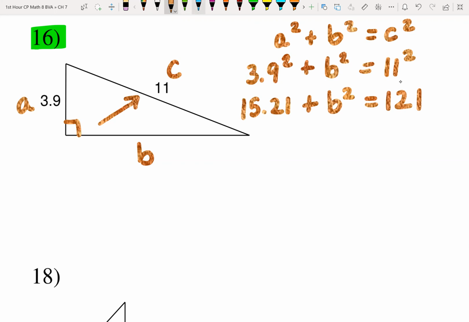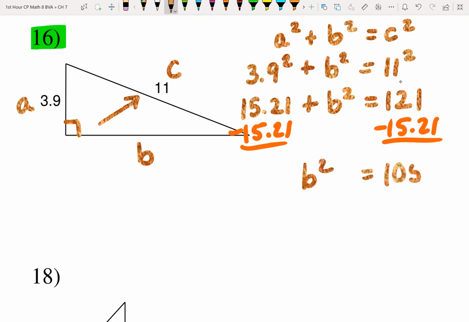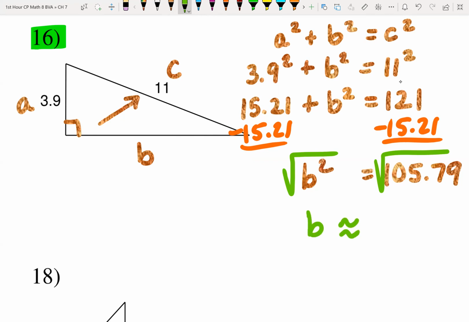121 is going to be subtract 15.21 from both sides, to give us 105.79. So B squared equals 105.79. Solve for B by square rooting. So we'll square root. And that'll give us B is approximately 10.3. Box your final answer.